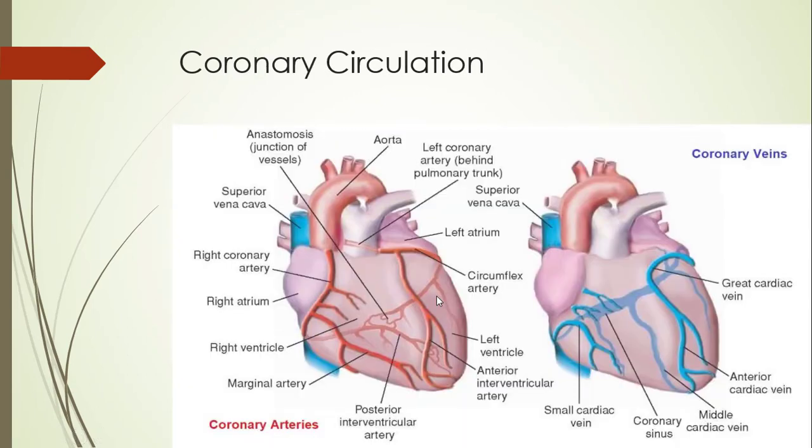The blood supply to the heart. We have the left main coronary artery and the right coronary artery. They are branches from the aorta. They arise from the left coronary sinus and the right coronary sinus, respectively. The coronary sinuses are just distal to the aortic valve.